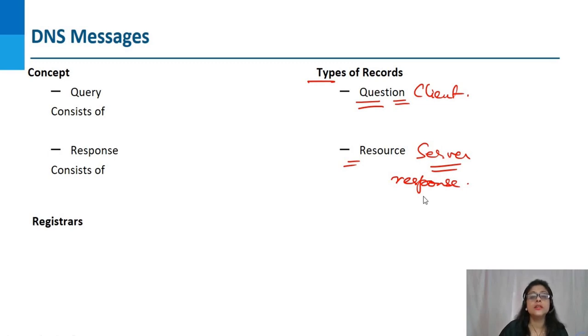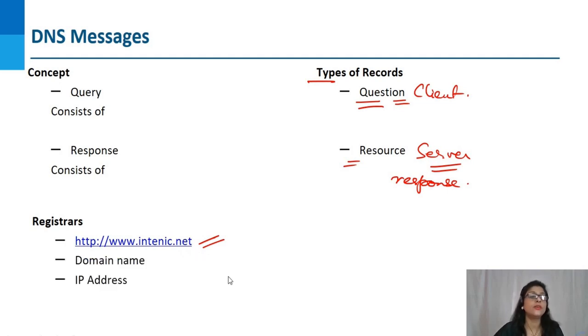Now, there are certain registers where this mapping of the domain names and the IP addresses are kept. So this is a website where you will get the registers, http www.internic.net. It will have the domain names and their corresponding IP addresses.